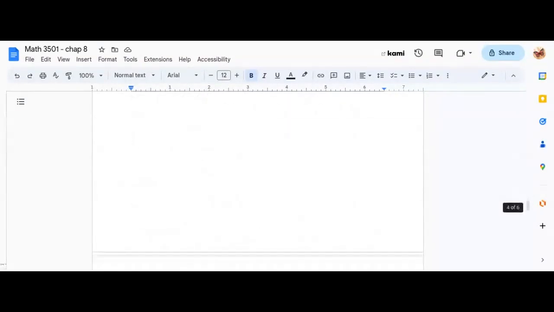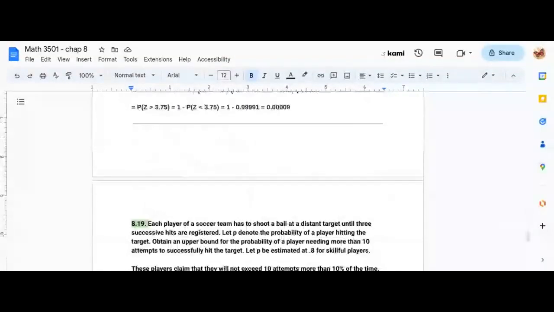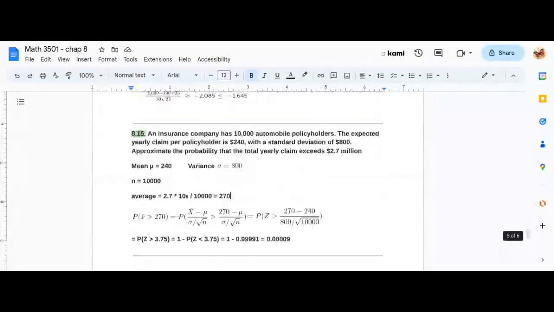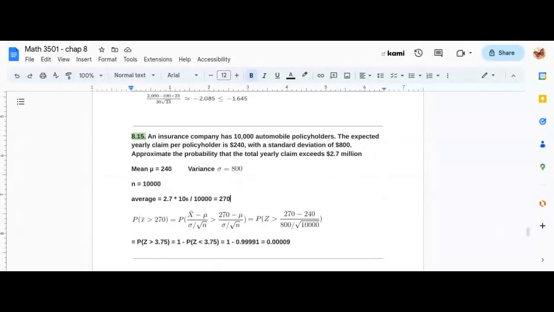And then I did 15. I gotta find it. 14. Where'd it go? Right here. So an insurance company has 10,000 automobile policyholders. The expected yearly claim per policyholder is $240 with a standard deviation of 800. Approximate the probability that the total yearly claim exceeds 2.7 million. So the mean is 240, the standard deviation is 800, N is 10,000, the average equals 2.7 times 10 to the 6 over 10,000, you get 270.